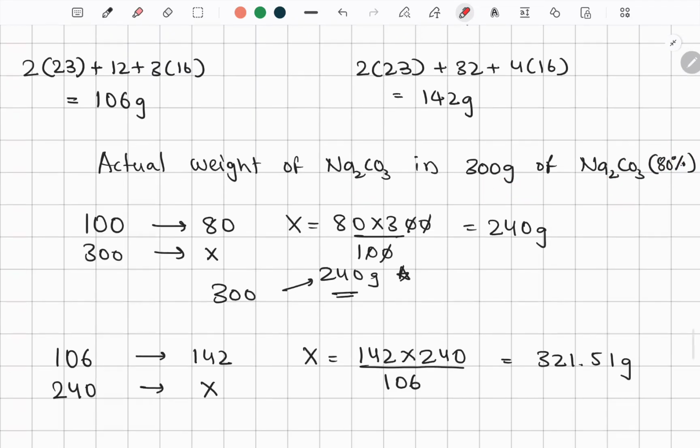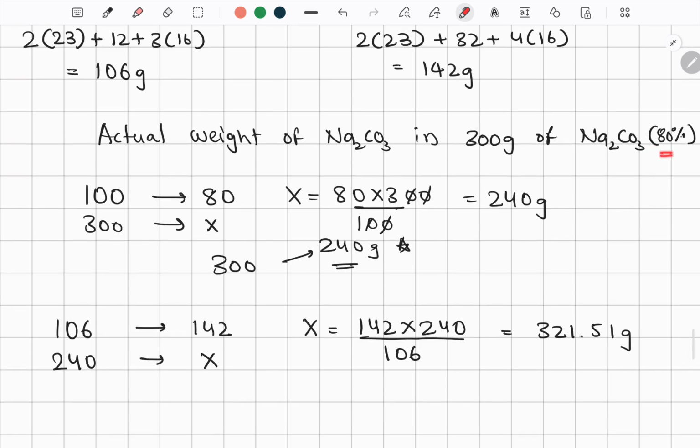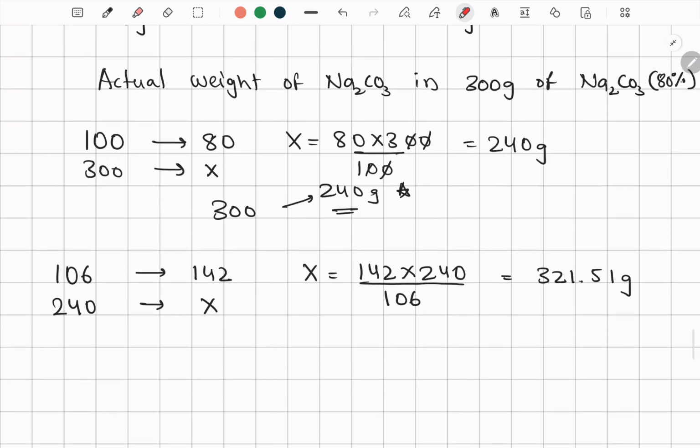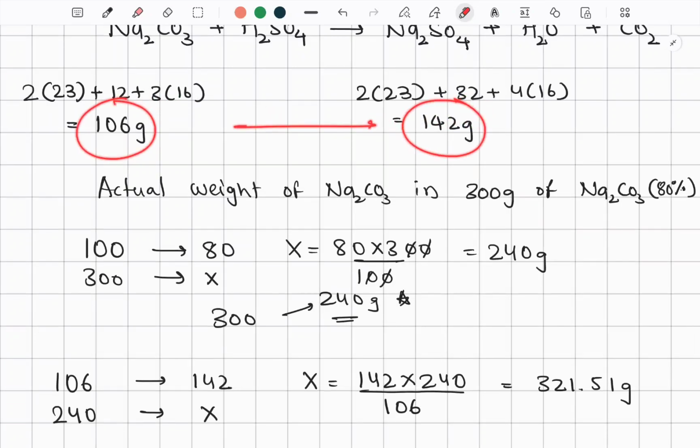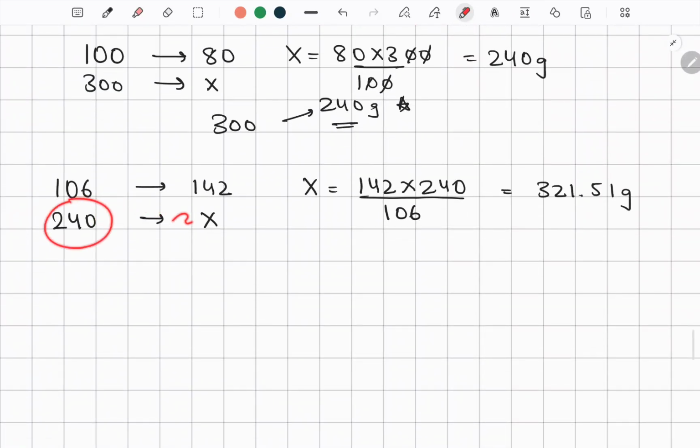It was very simple that out of 100, only 80 gram is pure, then out of 300 gram, X would be pure. So the answer came out to be 240 gram. So that 80% of 300 is nothing but 240 gram. Then it was very simple. We have to calculate by the unitary method that if 106 gram is giving you 142 gram of sodium sulfate, then 240 gram of sodium carbonate will give you X gram of sodium sulfate, and the answer came out to be 321.51 gram.